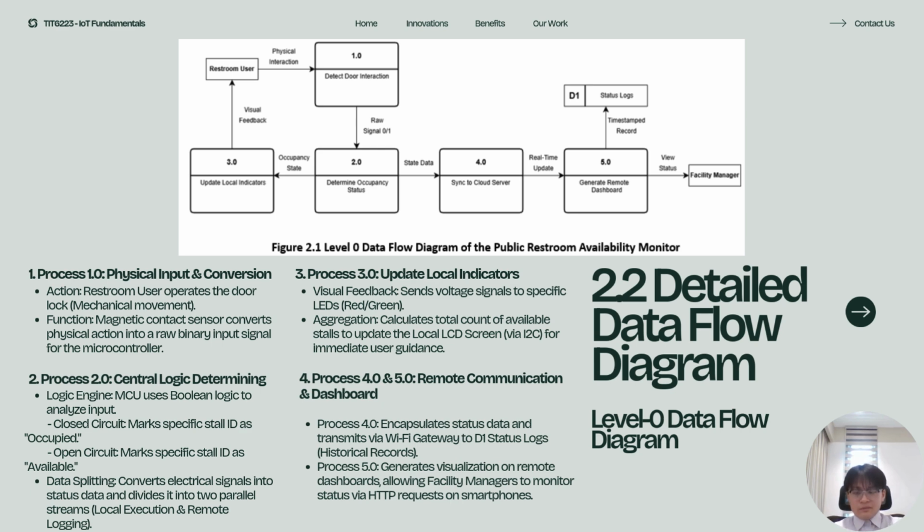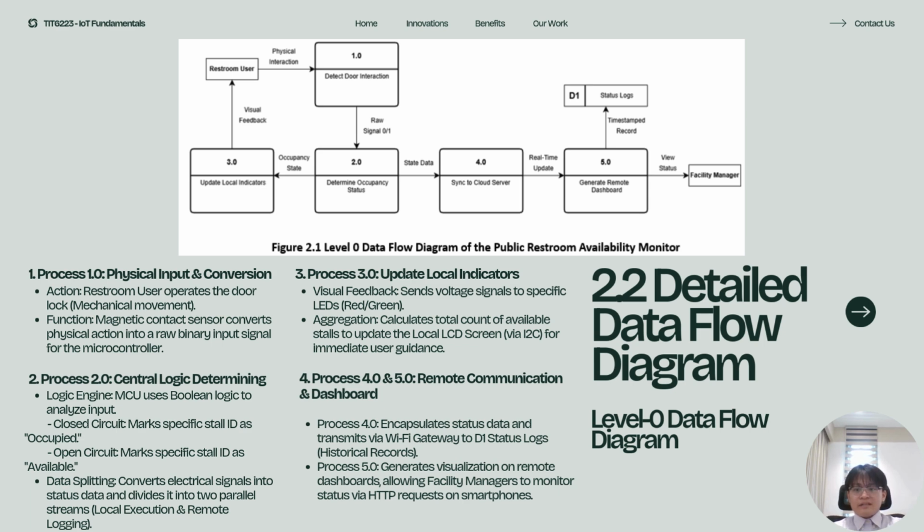Following the local stream, we reach process 3.0. This process handles the hardware actuators inside the restroom. After receiving the status data, it sends a voltage signal to the specific LED indicator to provide visual feedback: red for occupied and green for available. Simultaneously, this process aggregates the data to calculate the total count of available seats. It updates the local LCD screen at the main entrance, ensuring that users receive real-time guidance even if the network goes down.